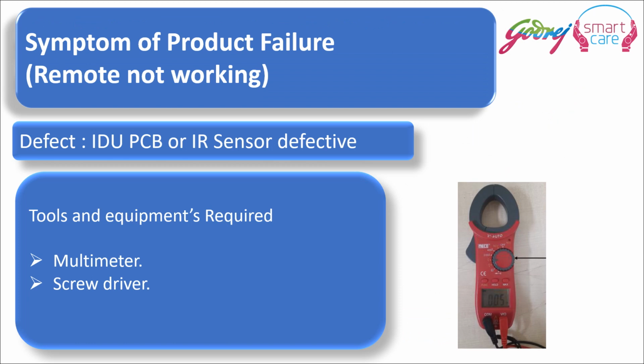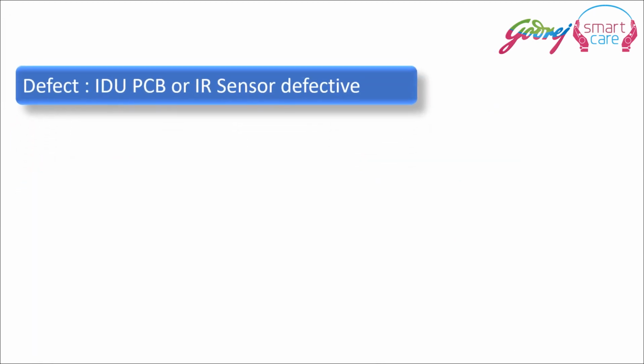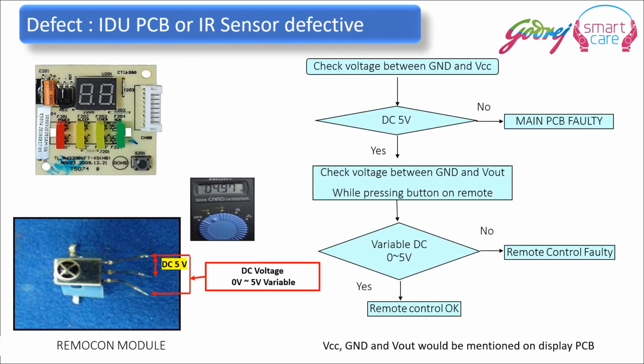Then the final checkup is of the indoor unit PCB or the IR sensor on the display unit. For this, you need a multimeter which can easily and accurately measure low DC voltages. We need that kind of a multimeter over here.